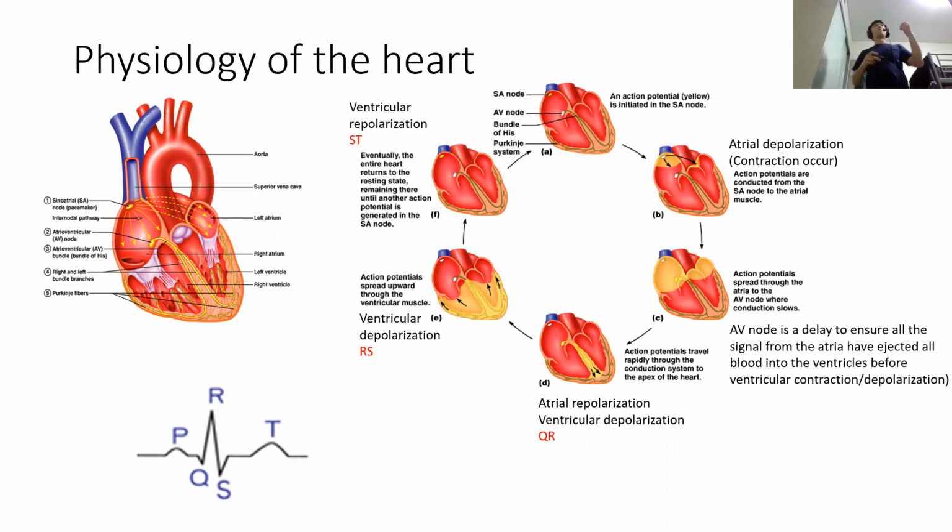So at this point, the action potential goes from the SA node to the AV node, then to the bundle of His, and then to the Purkinje fibers. This whole process is known as the PQRS wave. However, after the action potential has spread through the Purkinje fibers and the heart repolarizes, that is known as your ST wave. And this process continues over and over again as long as your heart keeps beating.